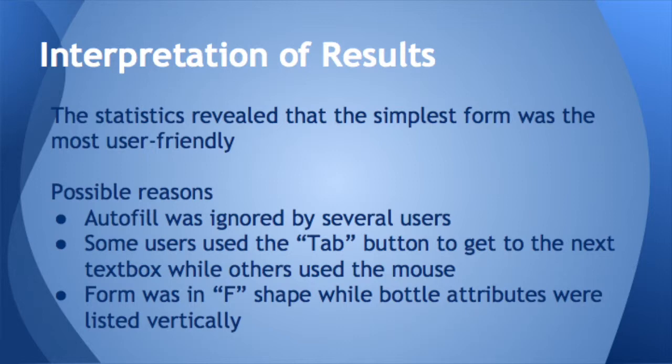For instance, many of the users ignored the autocomplete function altogether. Many of them stated after the experiment that they thought that they weren't supposed to use it, and that it was the last user's entry, not a built-in autocomplete function. Also, some users used Tab to get to the next text box, while some users used the mouse to click to the other boxes. Finally, some users stated that the F shape was confusing because while the form was in the shape of an F, the attributes that they were supposed to fill in for the experiment were listed vertically.